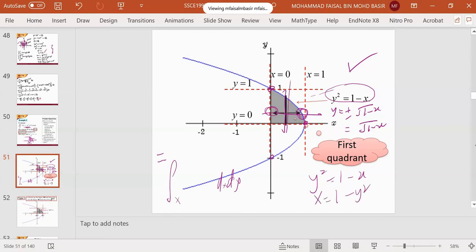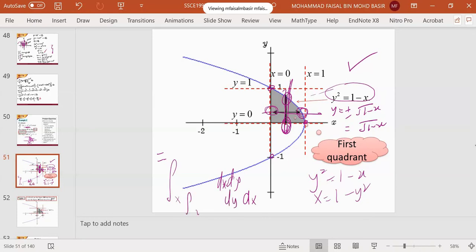If type 1, I have to choose from here to here. So type 1 means dx here, dy. So y must equal something inside. This is x. So if I want to put y as something, y here is 0, okay? Y here is, you have to put square root of 1 minus x only, not minus, because this is in the first quadrant. Although y squared equals 1 minus x, so y is plus or minus square root of 1 minus x, you have to choose the positive one. Understand?